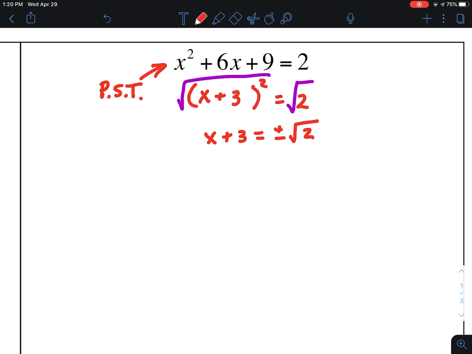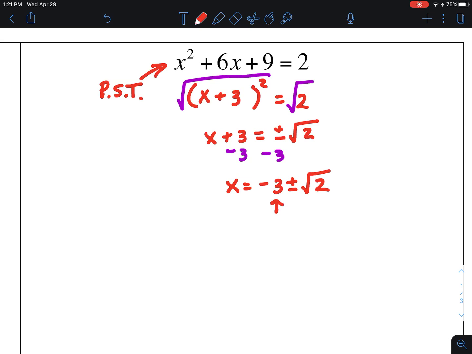We need to isolate this x. So we're going to go ahead and subtract 3 from both sides. And what I like to do when I have a situation like this, remember, we cannot combine irrational numbers and rational numbers together. Instead, we're just going to rewrite it looking like this, right? x is equal to negative 3 plus or minus the square root of 2.